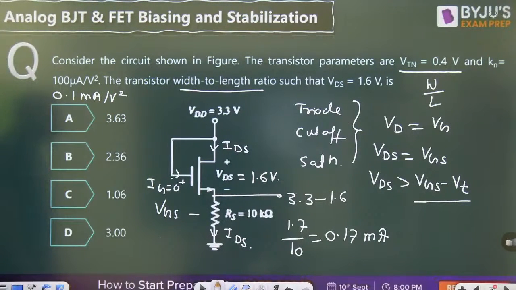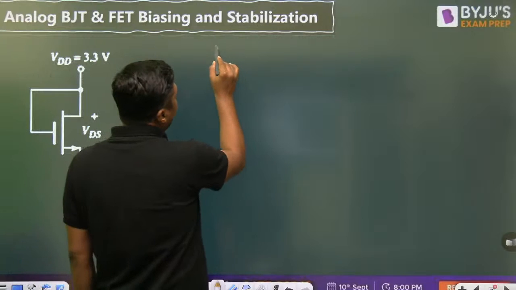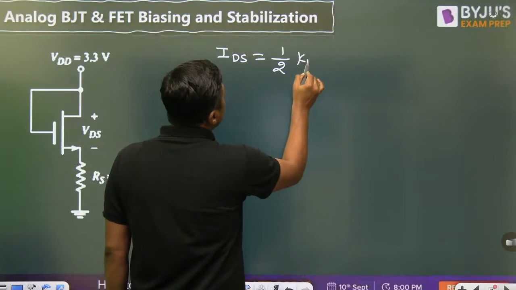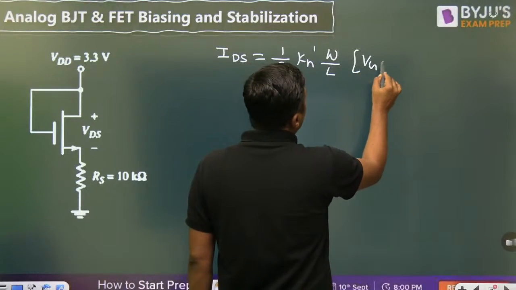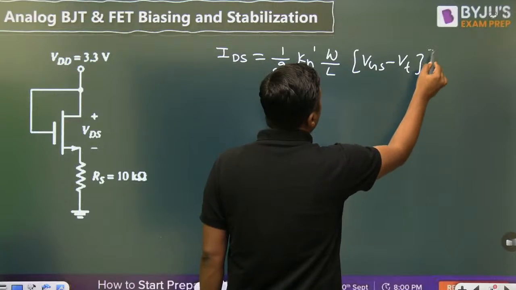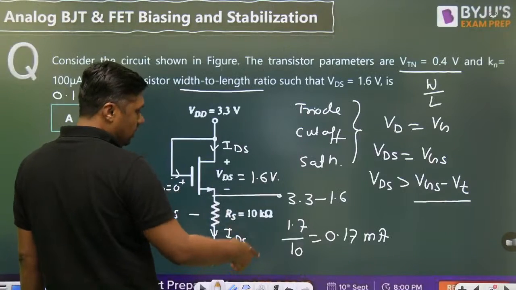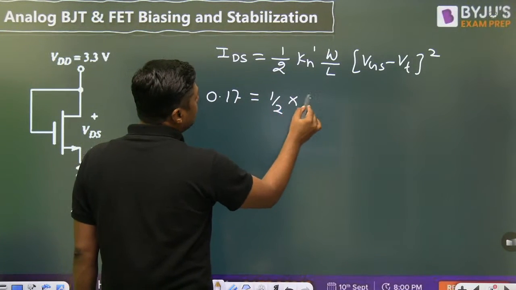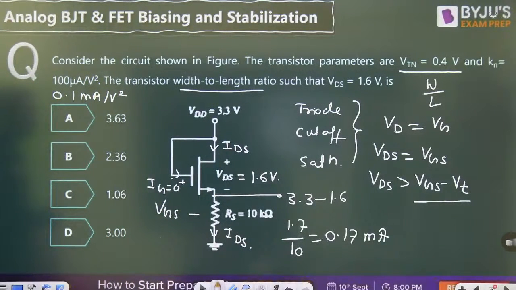Now, how to solve this question? Once you know that it is in saturation, what is the formula for saturation? IDS equals half of Kn into W by L into (VGS minus VT) the whole square. The value of IDS is 0.17 milliampere, already calculated. Kn is 0.1 milliampere per volt square.